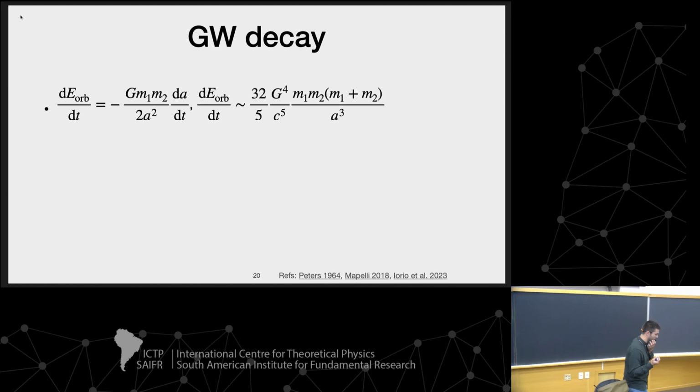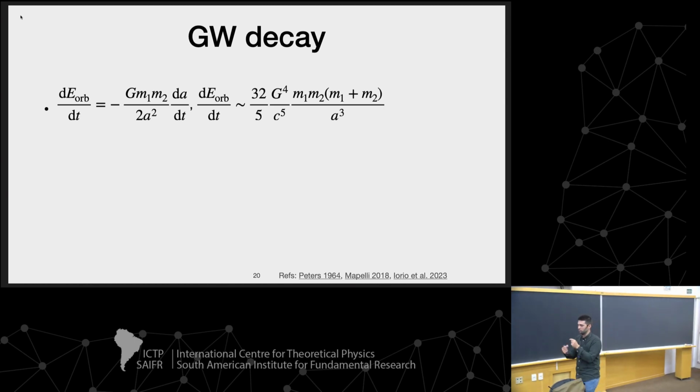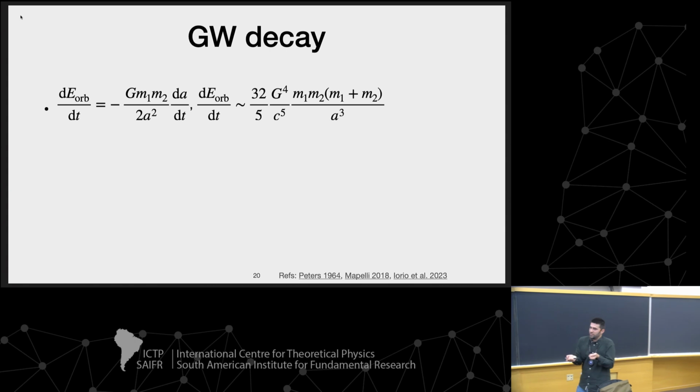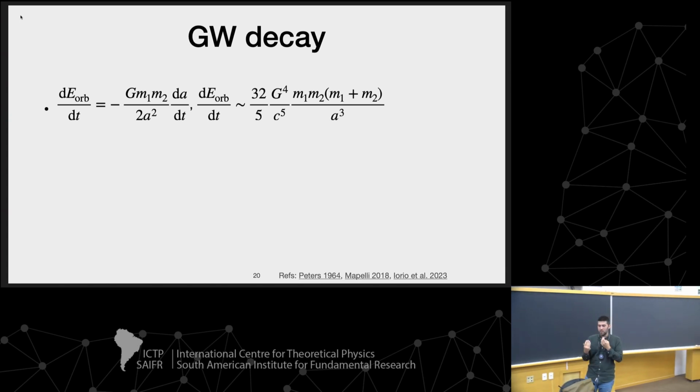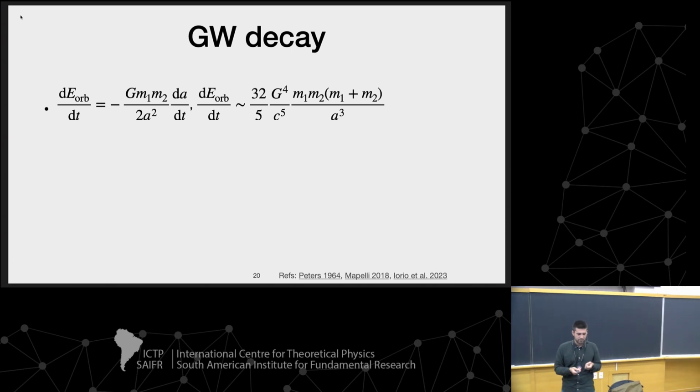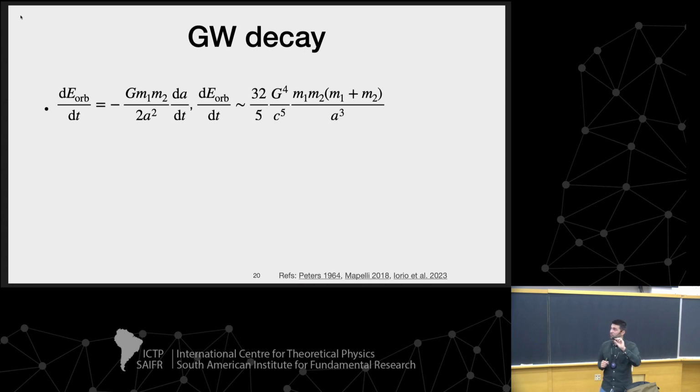Okay, so you want these two objects to be in a binary system. So you want them to orbit each other because you are measuring the moment that these two things merge. So what you need to take into account is gravitational wave decay. Your binary system is emitting energy given by gravitational wave radiation. Now I want to explain to you very quickly how you model the gravitational wave decay.